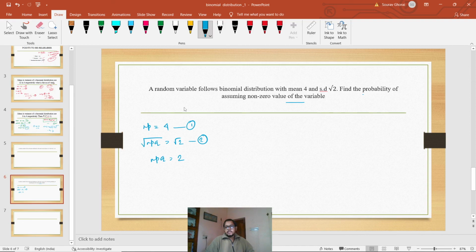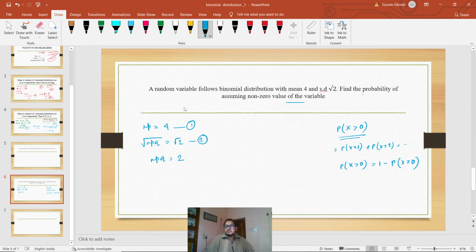So here we have to find P(X > 0). P(X > 0) means X = 1, X = 2 and so on, but we have to find it quite. So from here we can write that P(X > 0) is equal to 1 minus P(X = 0).